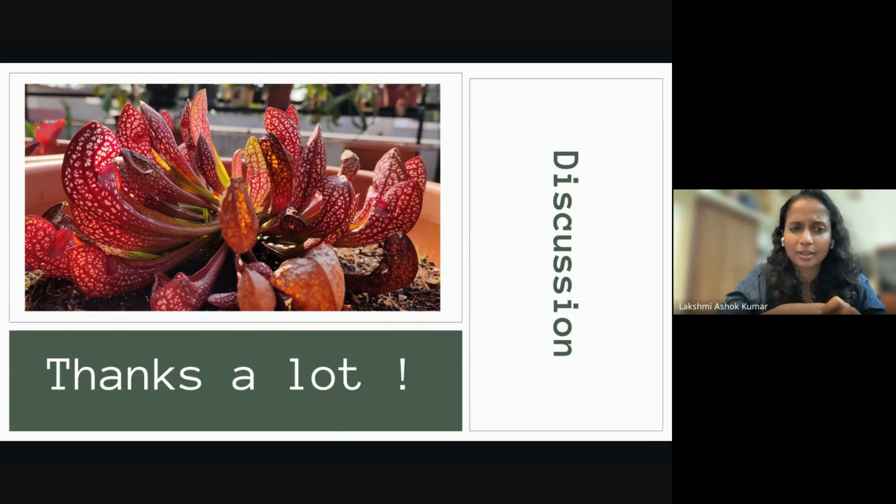It is, for example, Utricularia striatula. You can see them on trees as well as on rocks. They are epiphytic as well as lithophytic.